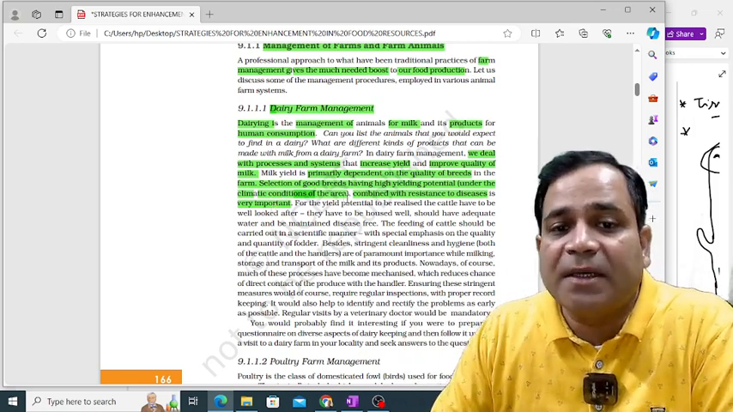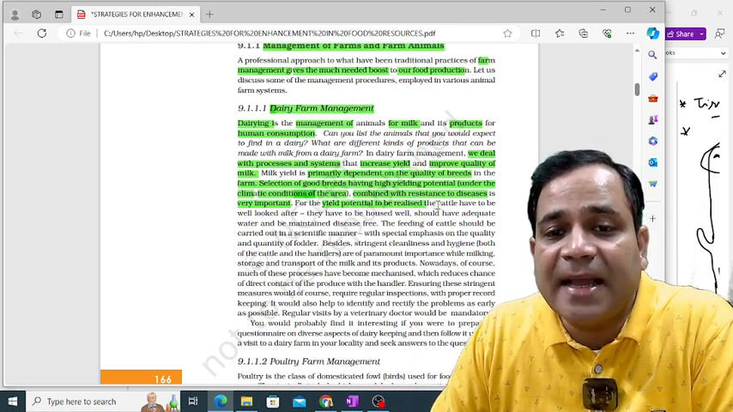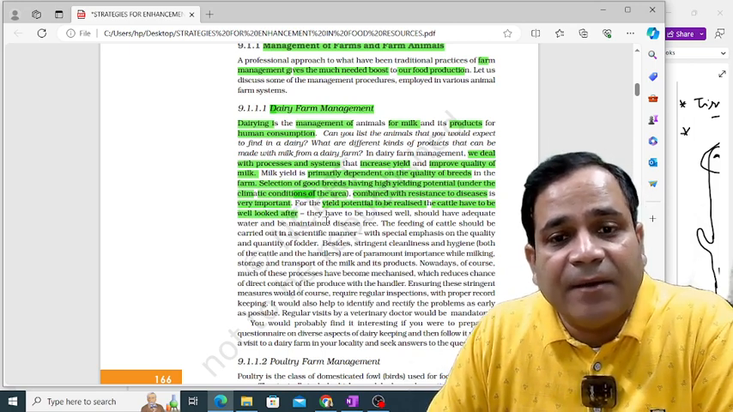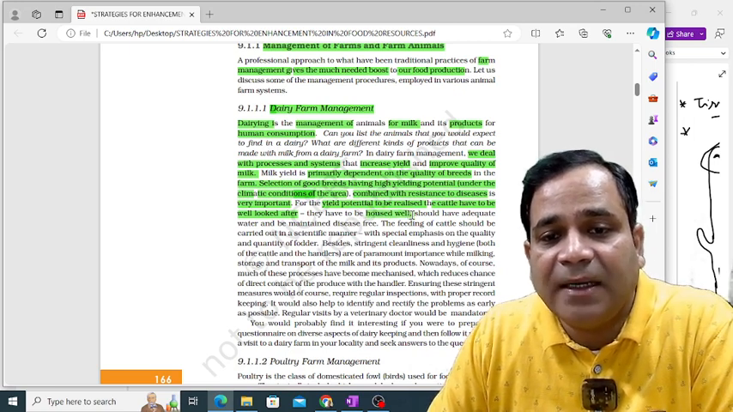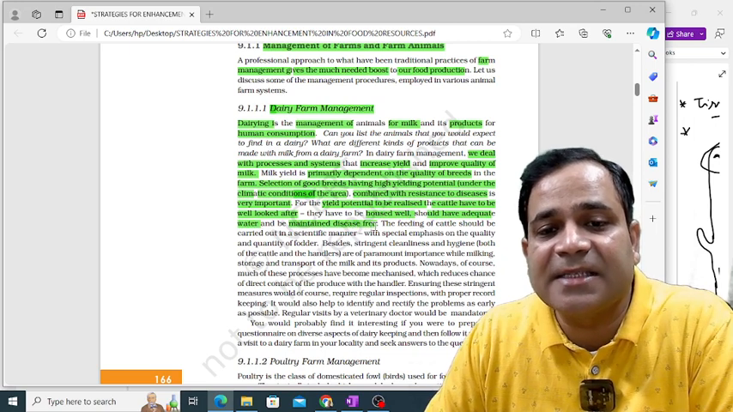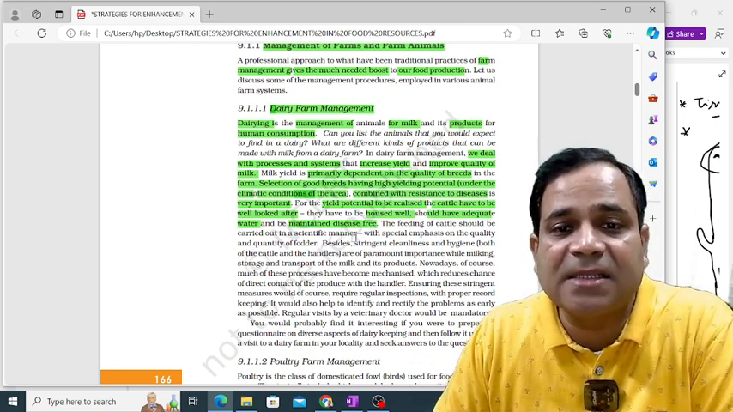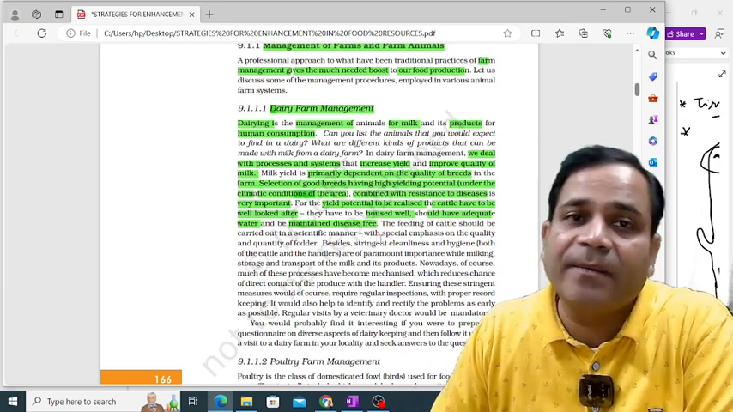For the yield potential to be realized, the cattle have to be well looked after. We should provide good housing, adequate water, and keep them disease free. Then we get high quality milk as well as a large quantity of milk, my dear.